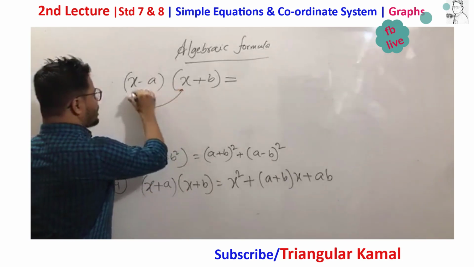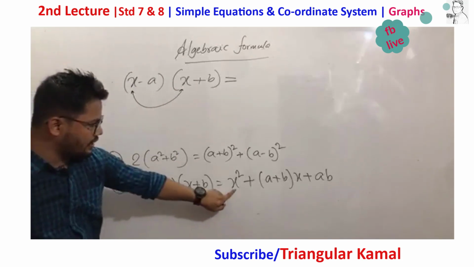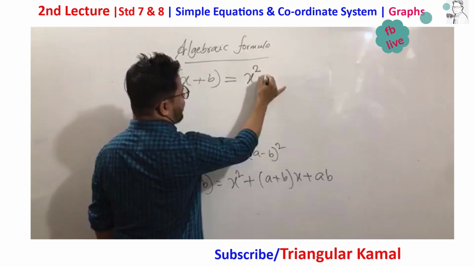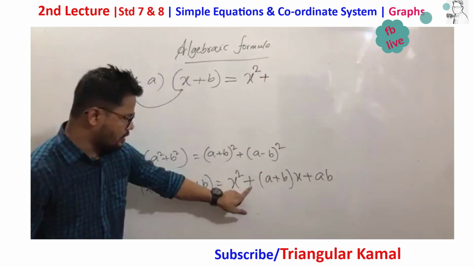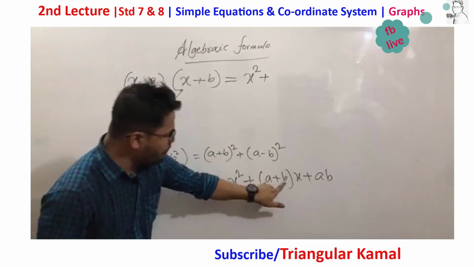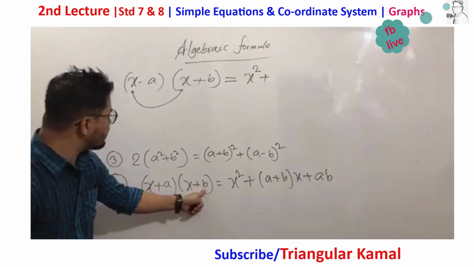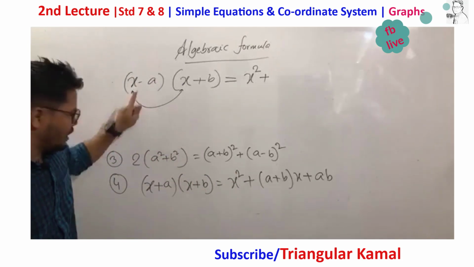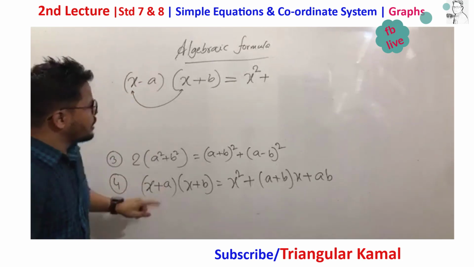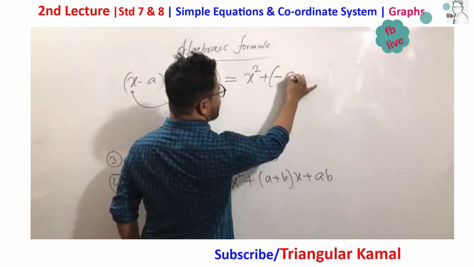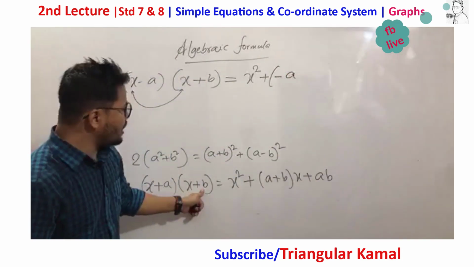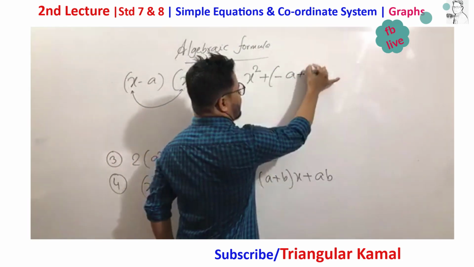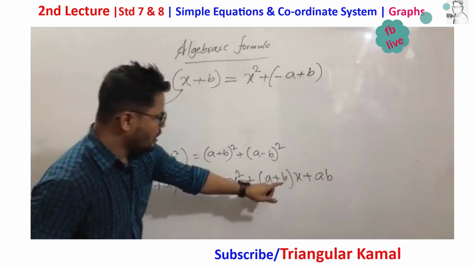The multiplication of x multiply x. This is the x square. So definitely you can write here x square. This is the plus. Now a plus b. So here we don't see here the plus a. We see here minus a. So just write here minus a, then plus b. Definitely this is the positive sign. So you can write here minus a plus b.